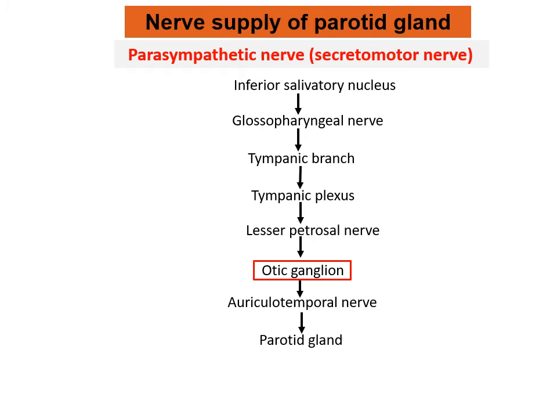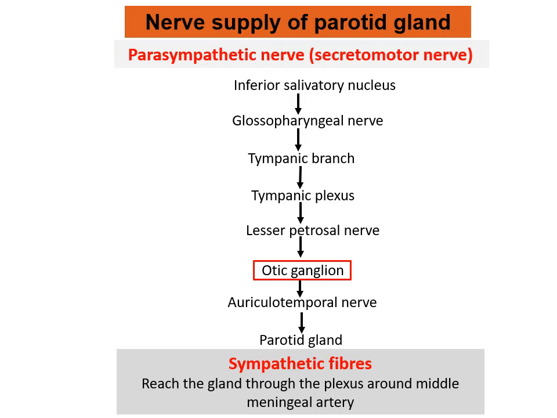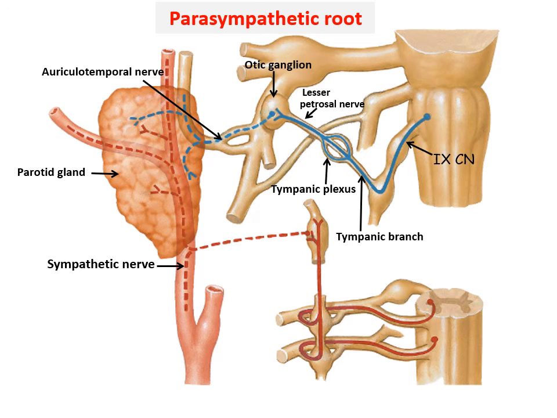Nerve supply of the parotid gland. This has been already explained in the introduction to anatomy course. So I brought this here to revise on your own. Both sympathetic and parasympathetic nerve supply. In this image you can understand clearly the sympathetic and parasympathetic nerve supply of the parotid gland.